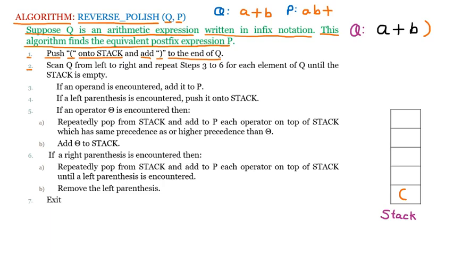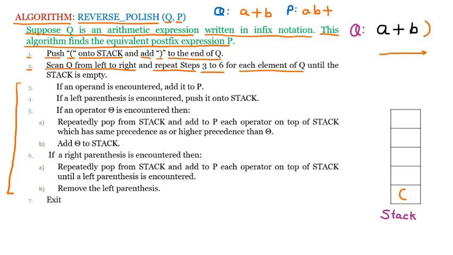Now line number 2, scan Q from left to right. That means from left to right we are going to scan it. First of all we will scan A, then plus, then B, then the bracket, and repeat steps 3 to 6. So steps 3 to 6 will be repeated. We can say that these steps are under a while loop, because repeat is just like a while loop where these lines are going to repeat. For each element of Q, every element of Q, these lines will be repeated.